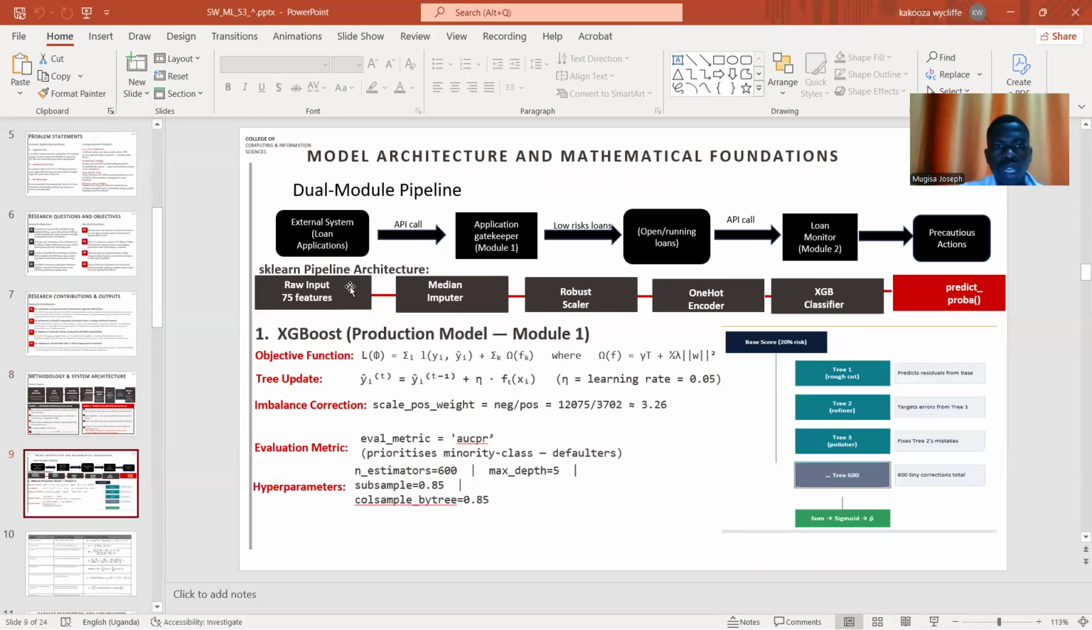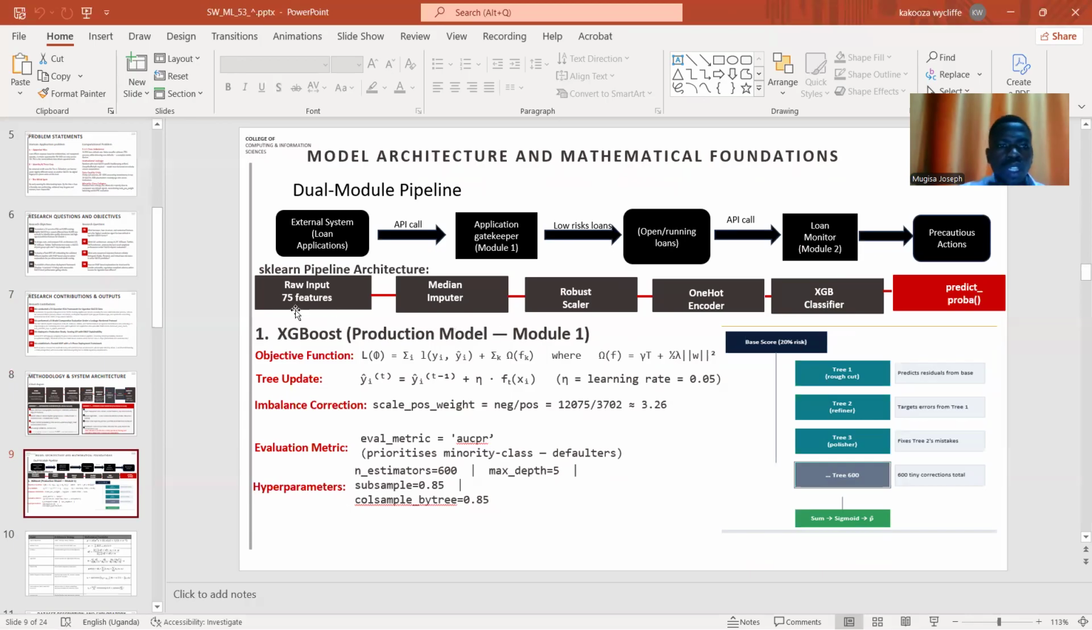Progressing here, this is a high-level overview of how our system interacts with the external systems. We receive the calls, which come to our loan gatekeeper, which gives the risk. Low-risk loans go into running loans and then up to the end.